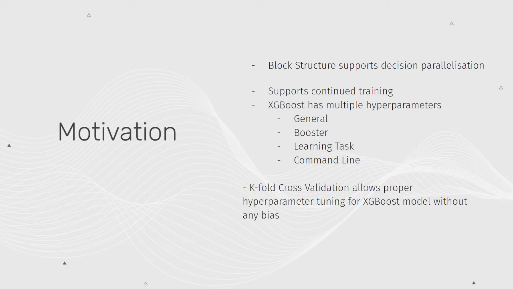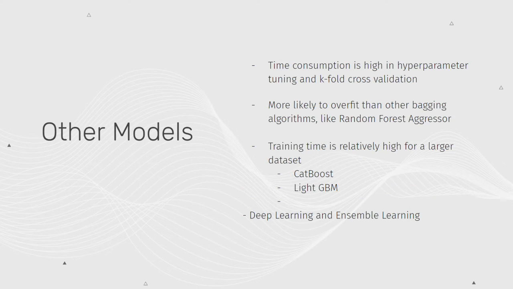The block structure of XGBoost also supports decision parallelization. This supports continued training, and XGBoost also has multiple hyperparameters such as the general, booster, learning task, command line, maximum depth, and many more. We feel that the k-fold cross-validation, because of these multiple hyperparameters, allowed for beautiful hyperparameter tuning for our model without any bias.